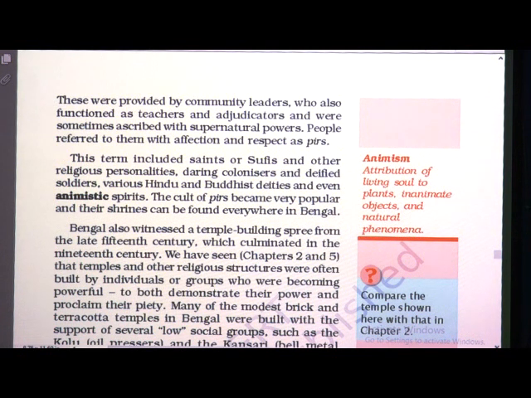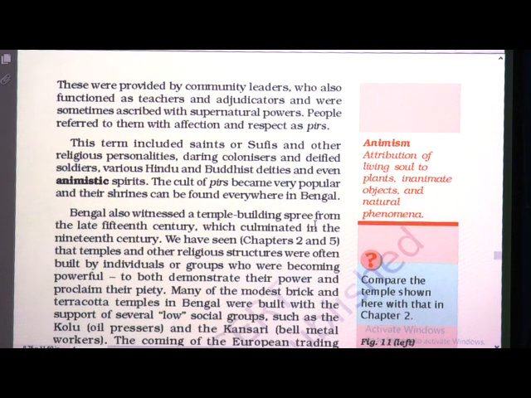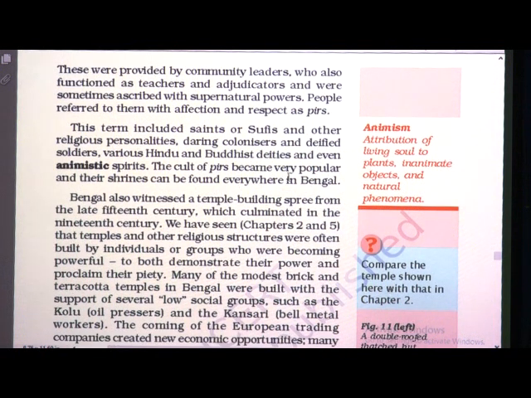Animistic spirits means all objects, places and animals are considered to have a spiritual essence. Here they consider that each and every object, place and animal has spiritual essence. The cult of peers became very popular and their shrines came to be found everywhere in Bengal.